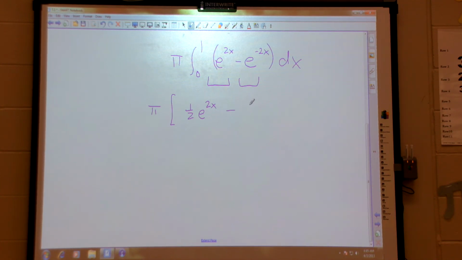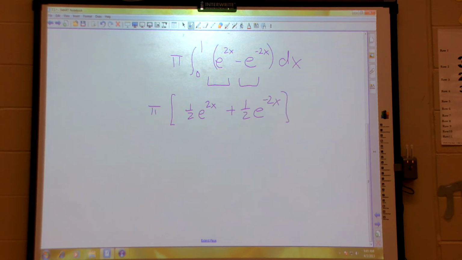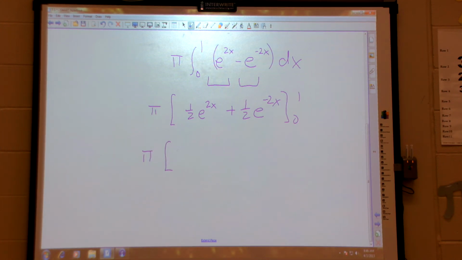So minus over here, that'll give me, where would be plus? Negative. Yeah, we're going to change it. It'll be negative 1/2 e to the negative 2x. The minus and the negative cancel. So now when I plug in 1, I'm going to get 1/2 e squared plus 1/2 e to the negative 2.